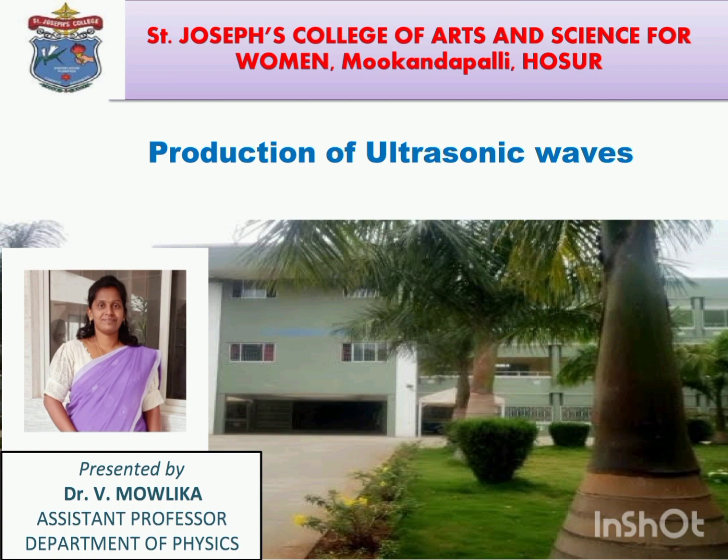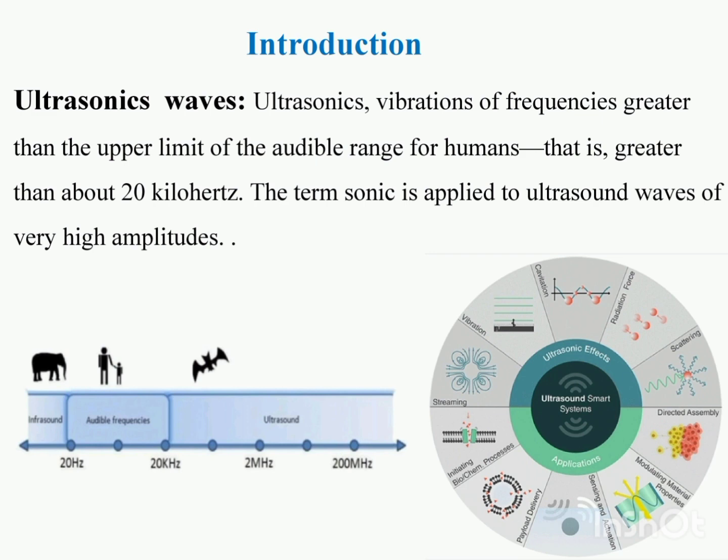In this video, I am going to explain about the production of ultrasonic waves. First, what are ultrasonic waves? The sound waves of frequency greater than 20 kHz are called ultrasonic waves. These sound waves are not audible to the human ear. The term sonic applies to ultrasound waves of very high amplitude. Animals like dolphins and bats can hear these waves.